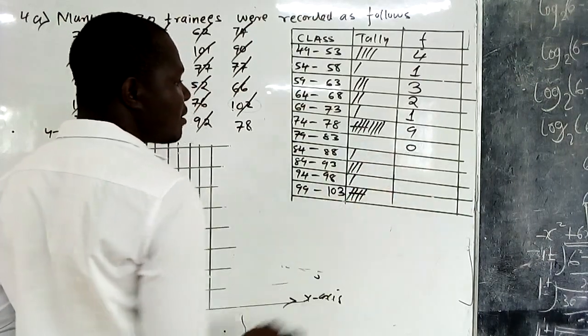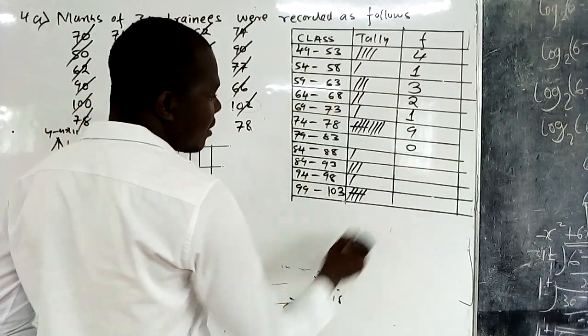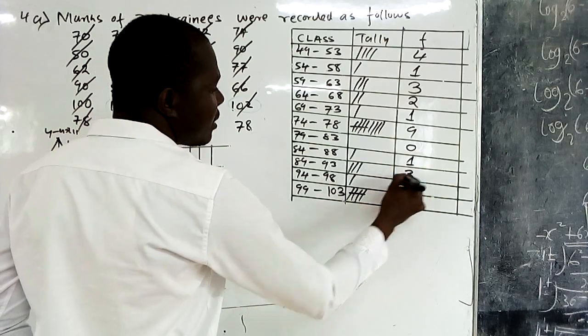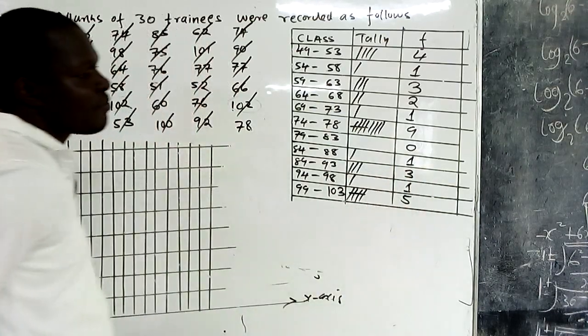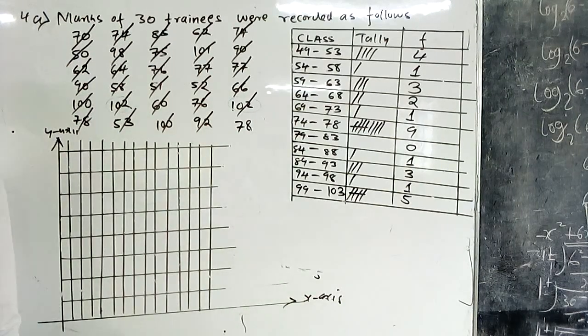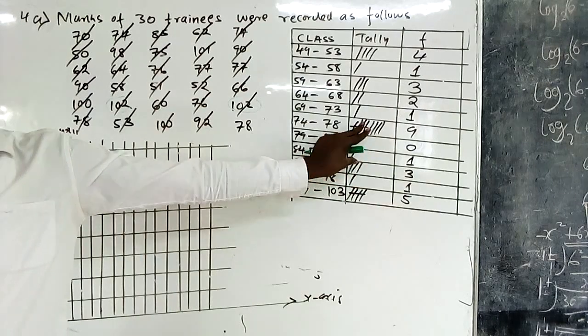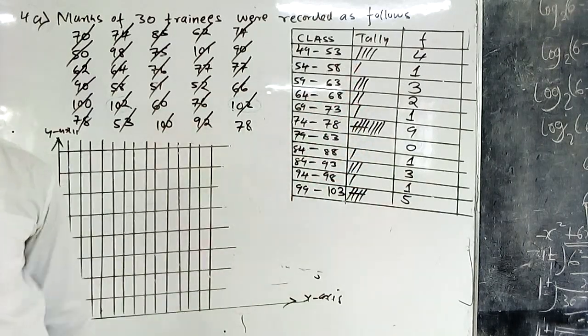Here you counted 0, here you counted 1, and here you counted 5. Are we together? So you found all the frequencies. Because you were told to use an interval of 5 marks, even where you counted 0, you cannot merge it. The interval must be the same, 5 marks, isn't it?